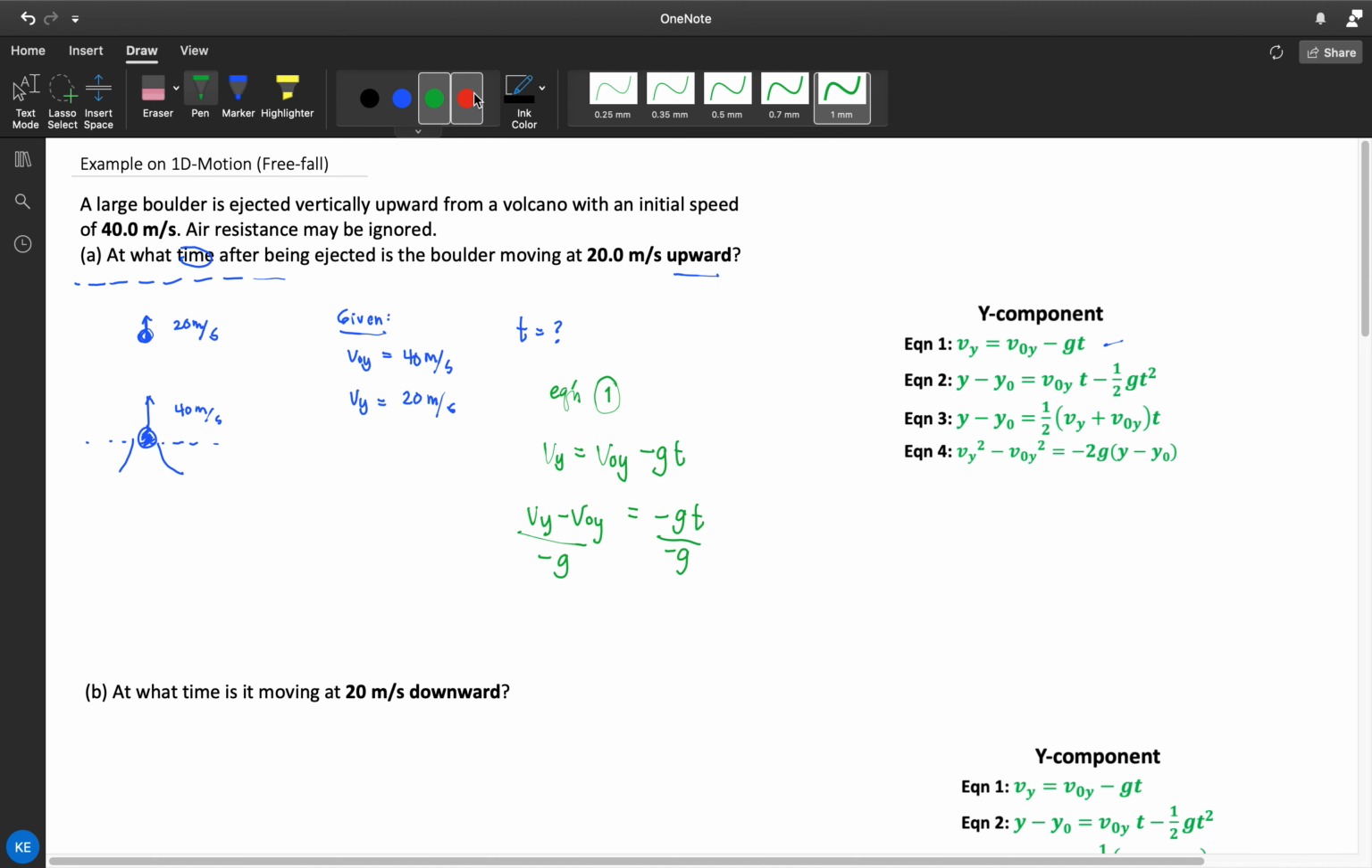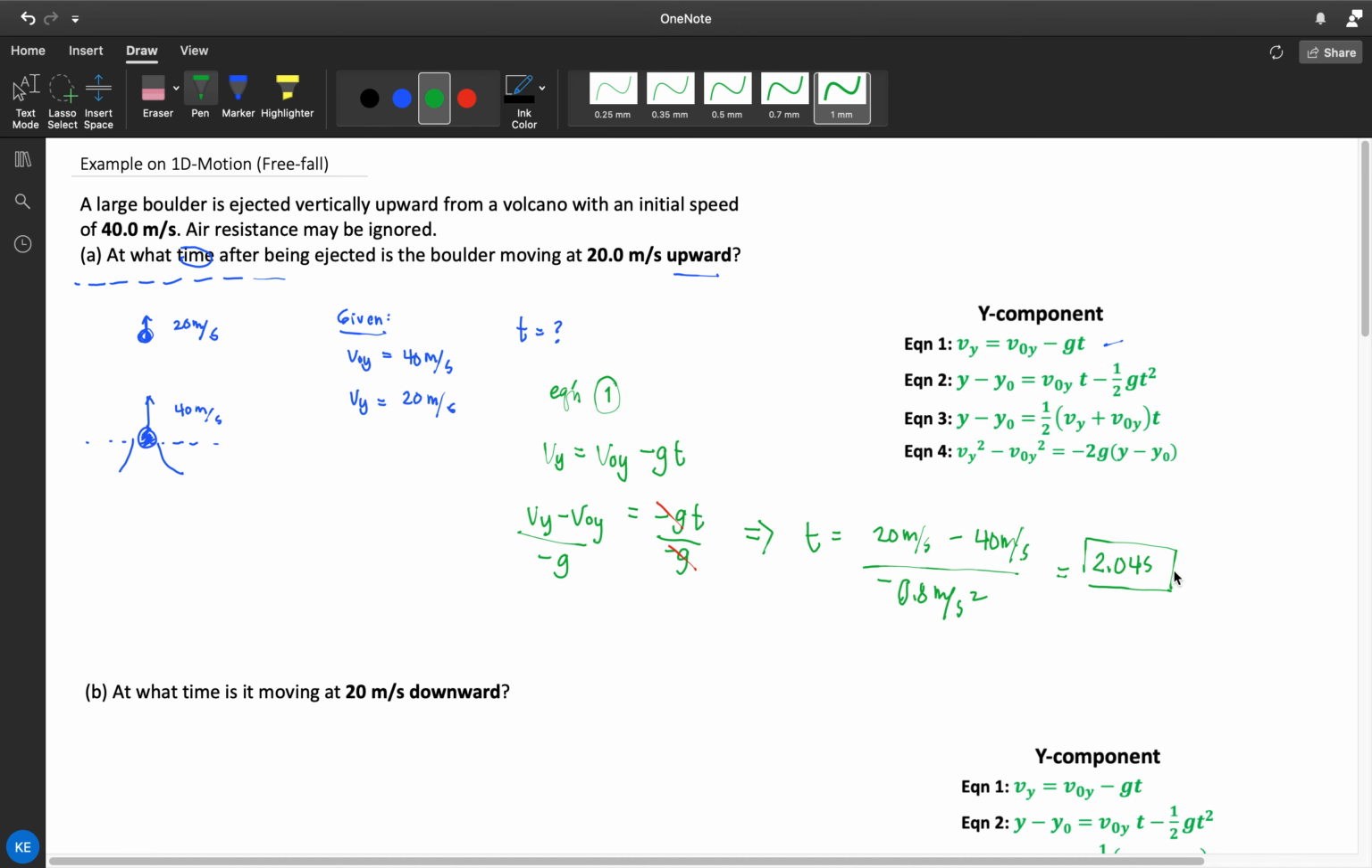you'll have minus Gt. Divide Gt both sides of the equations. So ang tendency is that your time is simply equal to final velocity, which is 20 meters per second. Okay, final Vy 20 meters per second minus initial 40 meters per second all over negative 9.8 meters per second squared. So ang time would be 2.04. So you'll have 2.04 seconds.